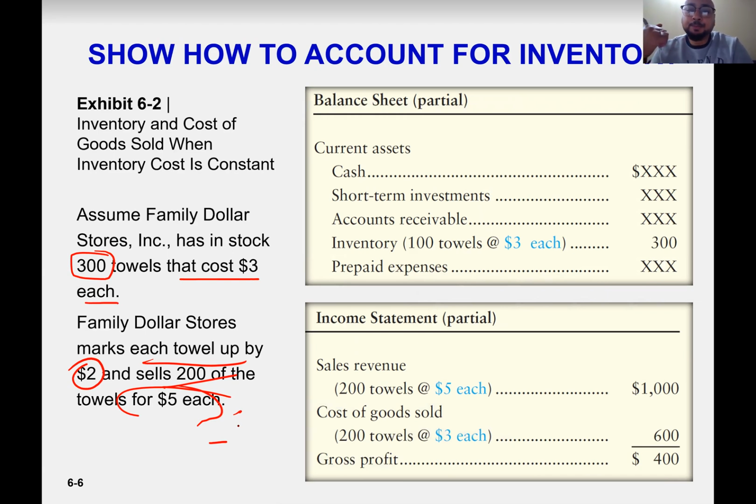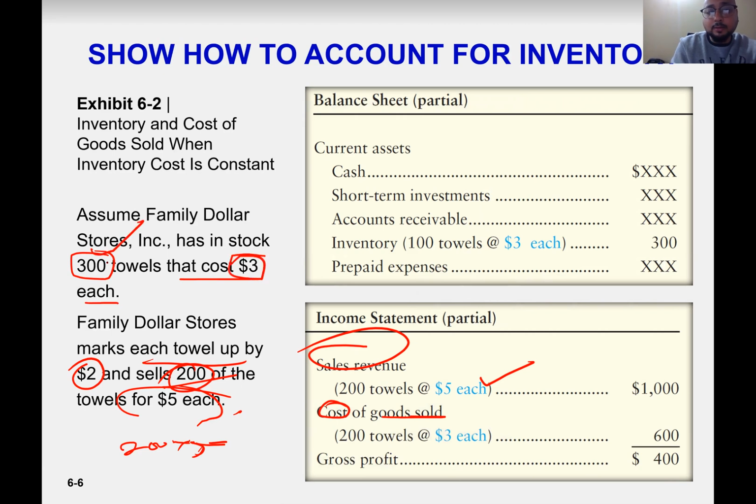So how is it going to affect the financial statements of Family Dollar store? Number one, a sale happens, so of course it will increase our sales. How much? You multiply the sold units with the sale price of $5. Then cost of goods sold is what you have sold and what the cost of those was. Pay close attention to the name, cost of goods sold. Some students make a mistake and multiply the 3 with the 300. Those are the goods you have in your inventory, not in your sales. You didn't sell 300, you sold only 200. So cost of goods sold is the goods that you have sold, 200, and they cost you $3 each, so you multiply by 3. So this is our 400 gross profit.